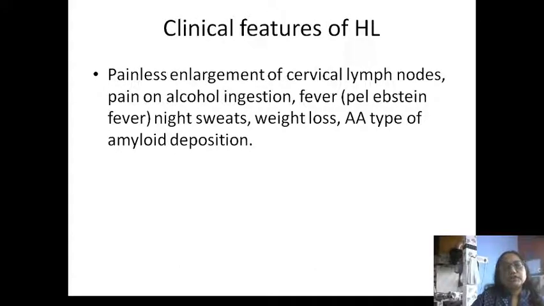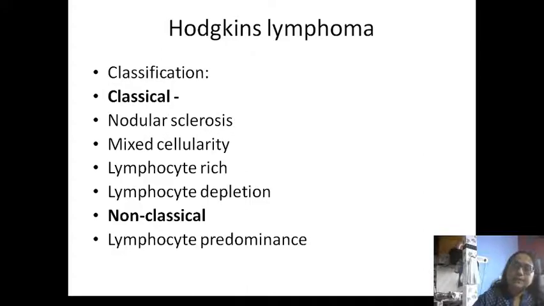In case of Hodgkin's lymphoma, there is painless enlargement of the cervical lymph nodes and pain on alcohol ingestion. This is very characteristic. Pel-Ebstein type of fever, night sweats, weight loss and amyloid deposition. Now coming to Hodgkin's lymphoma, it is again divided into two types, classical and non-classical. Classical includes nodular sclerosis, mixed cellularity, lymphocyte rich and lymphocyte depletion, and the non-classical type includes the lymphocyte predominance type.